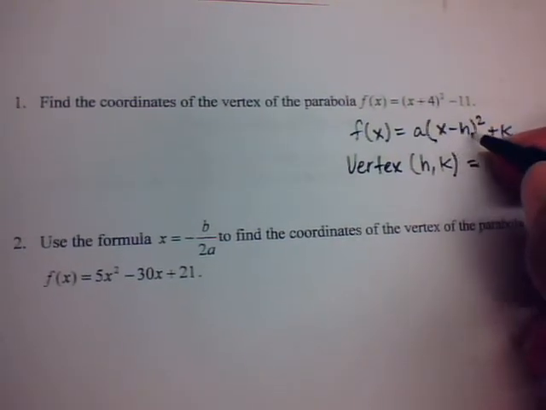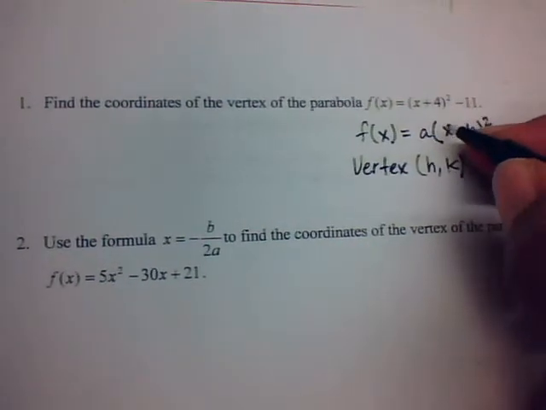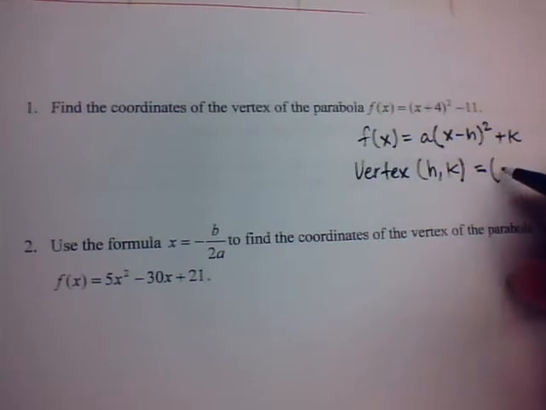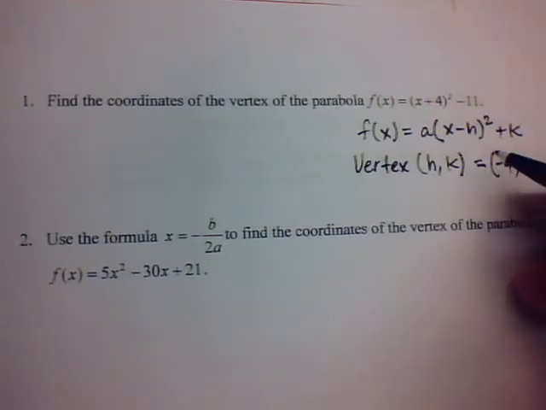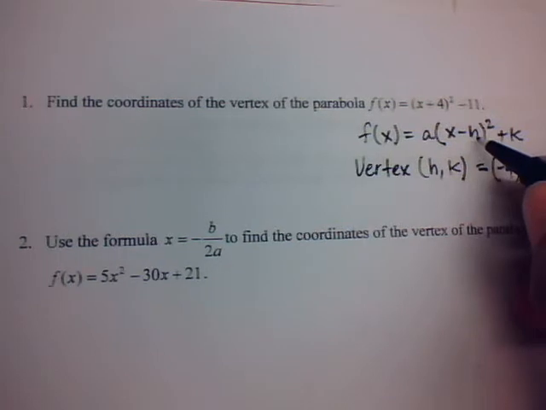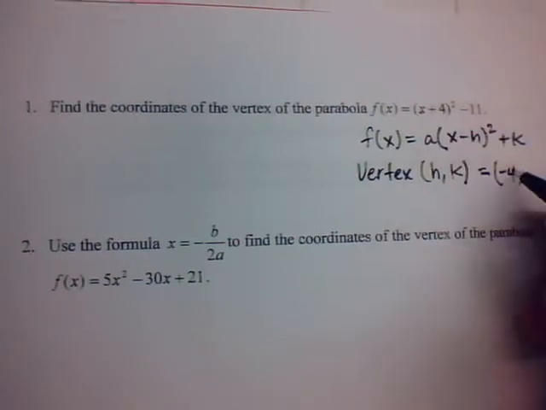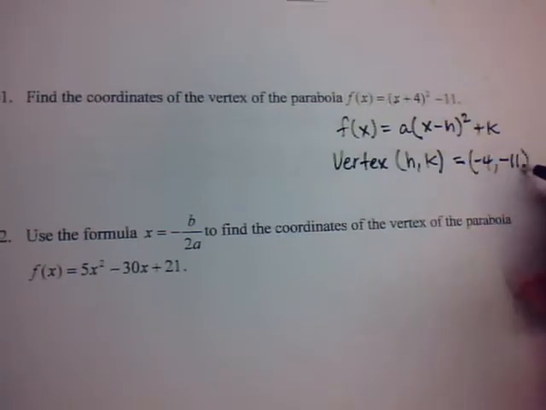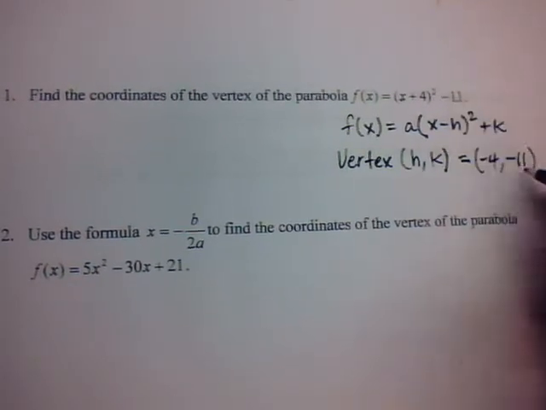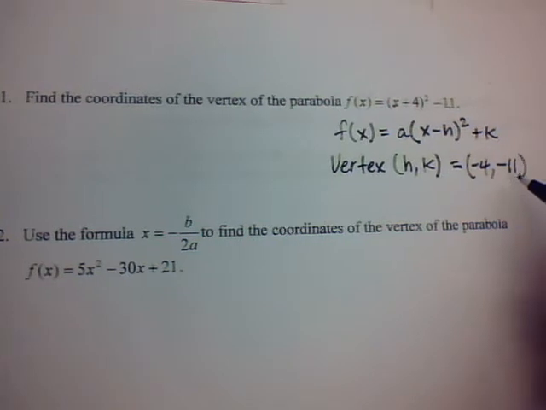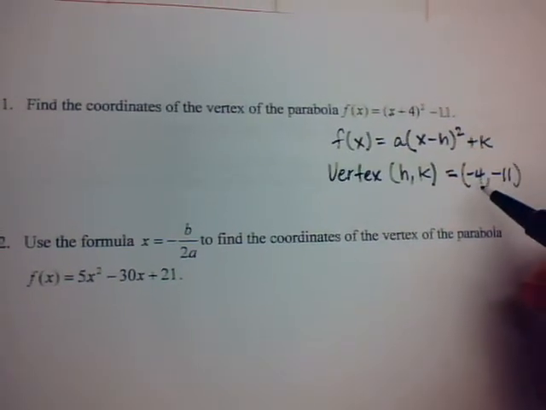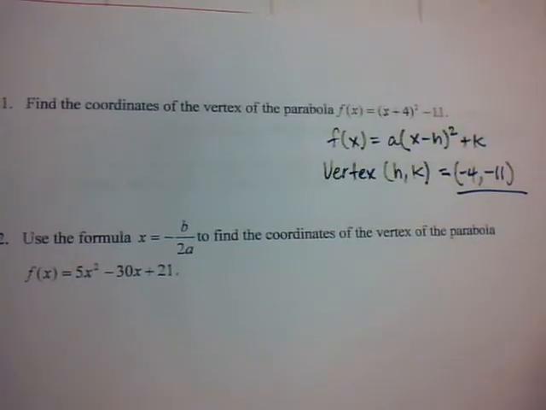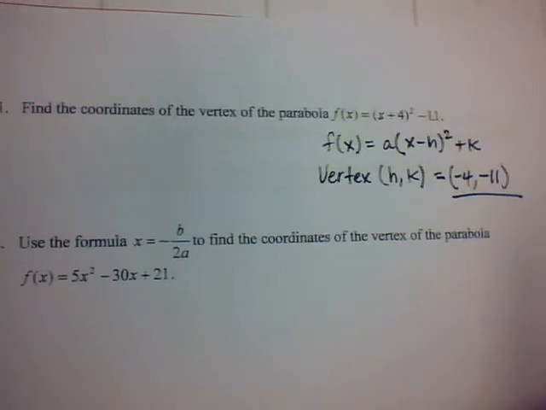Okay? Now in this case here with the h, you always take the opposite sign. Since it's plus 4, that h will have to be negative 4, because the standard form is in the form x minus h. And we have x plus 4, so that means that the 4 has to be negative. And the k is whatever that sign is. Minus 11, that's going to be negative 11 for your k. So your vertex will be (negative 4, negative 11). Okay? And that's all you have to do there, just find the vertex of that particular parabola.